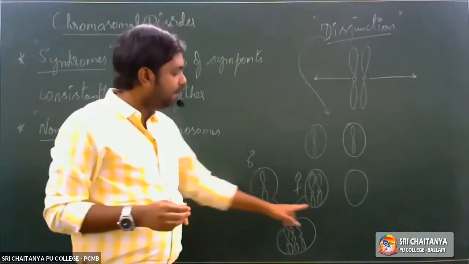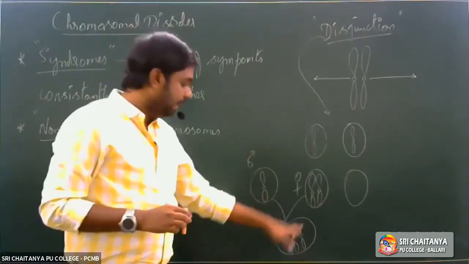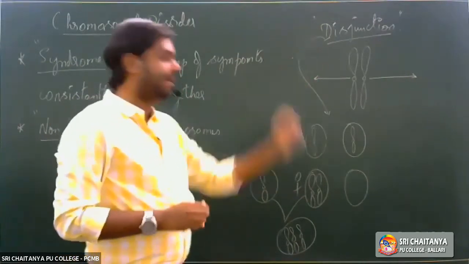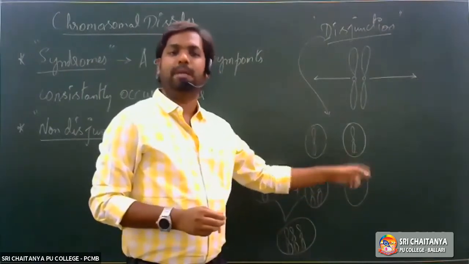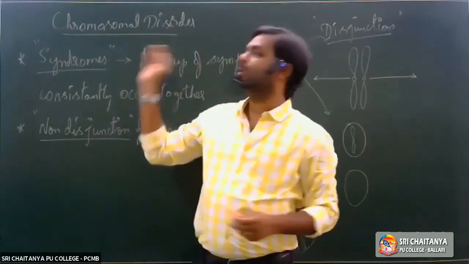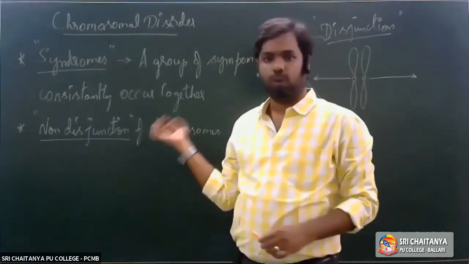So if the male gamete fuses with this particular female gamete having 2 chromosomes, there is gain of one chromosome here, right? If the male gamete fuses with this female gamete without any chromosome, there will be a loss of one chromosome here, right? So most of the chromosomal disorders are caused due to non-disjunction of chromosomes.